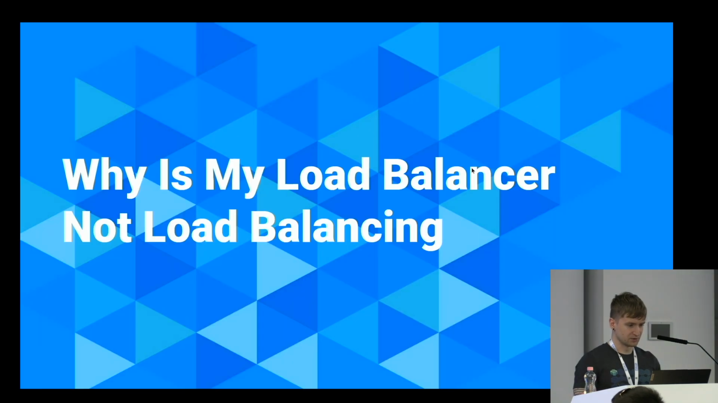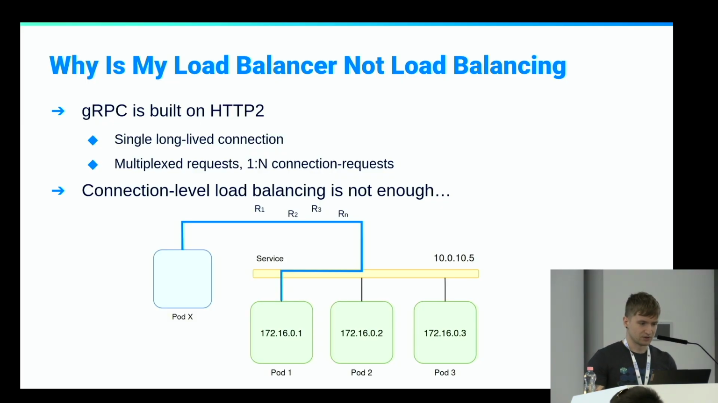Yeah, so then why is my load balancer not load balancing in the case of our application? So gRPC is built on top of HTTP2, and HTTP2 makes use of a single long-lived connection, and your requests are going to be multiplexed through this one. So you can achieve true parallel processing with HTTP2, and you can have multiple request response flows happening at the same time. There's no head of line blocking, and yeah, you have a one-to-many relationship between the connections and requests. So connection level load balancing.